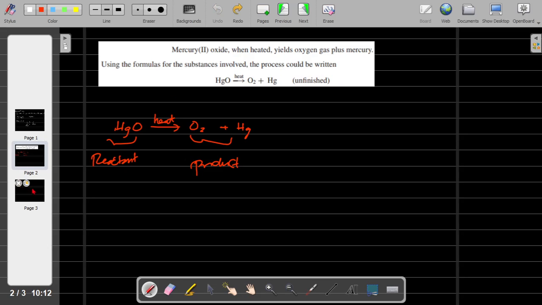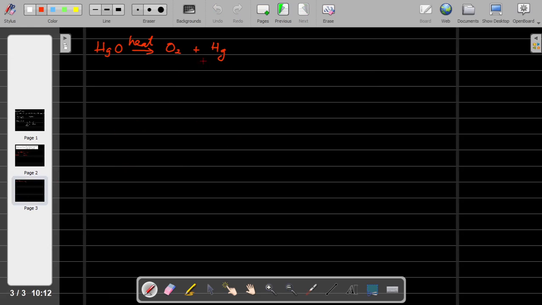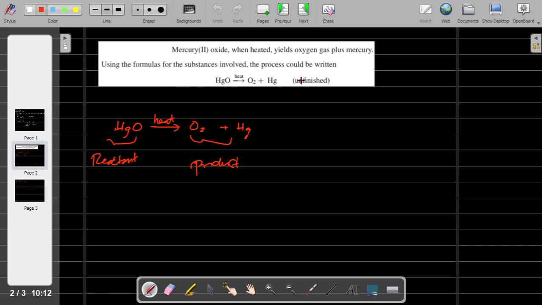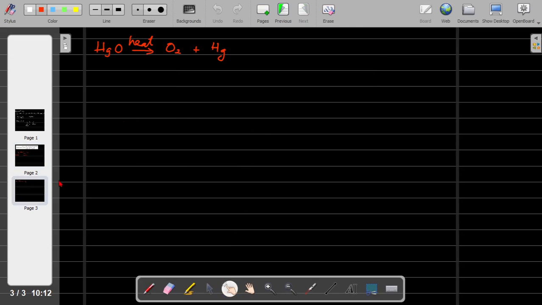Okay, so I will write this equation onto this page. So this is the equation of this. Okay, now we are going to make it finished. The finished equation can be obtained after we balance the equation.